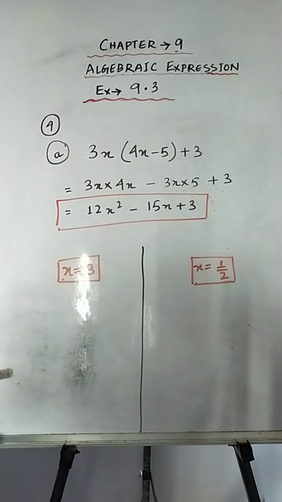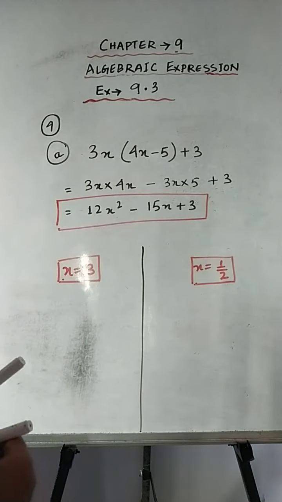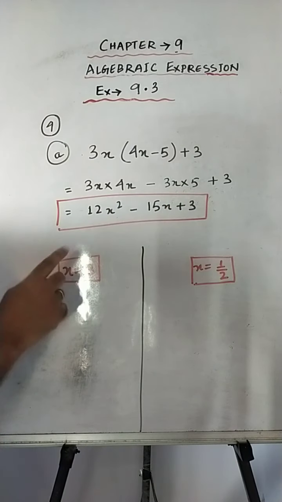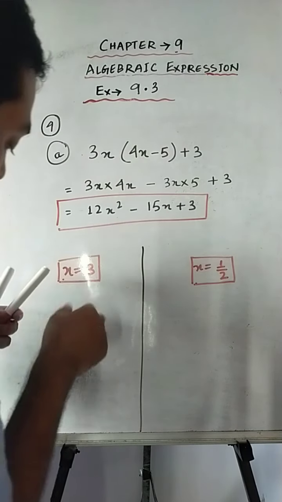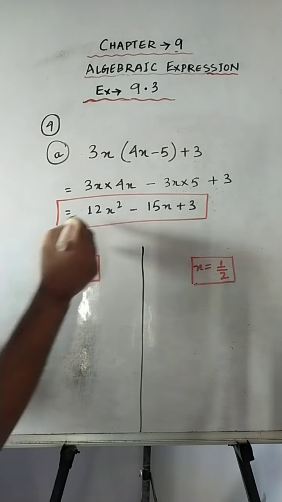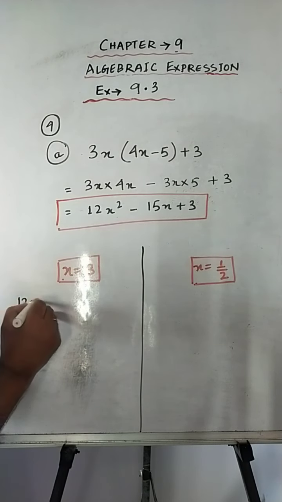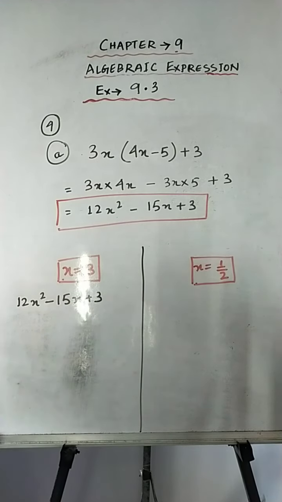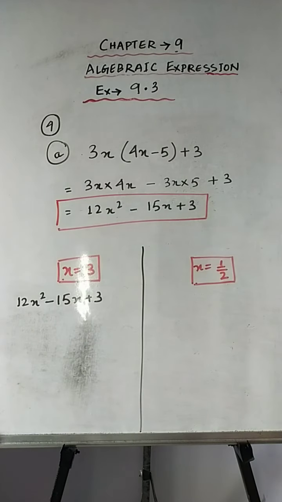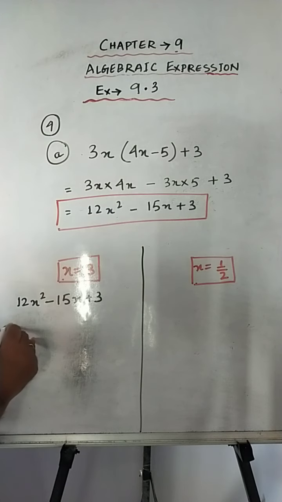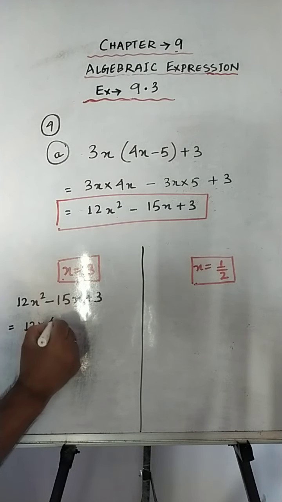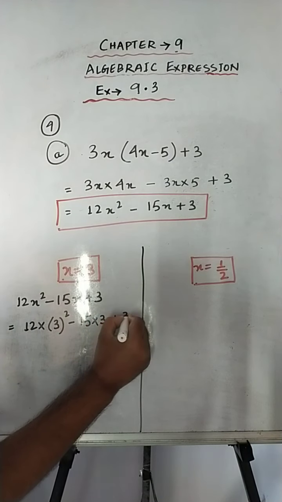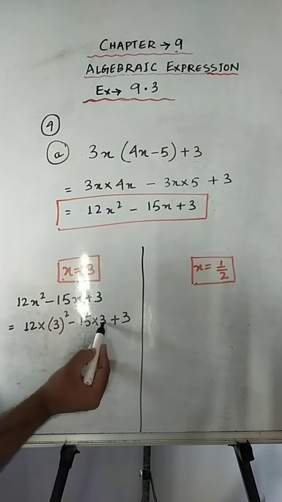Okay, so once you have simplified this expression, now you will write this expression here, and then you will put the value of x as 3, and you will find the value. That is, you have to write this expression, that is 12x square minus 15x plus 3. Okay, now what do you have to do? You have to put the value of x as 3. That is 12 into 3 square minus 15 into 3 plus 3. Okay, in place of x we are putting 3.